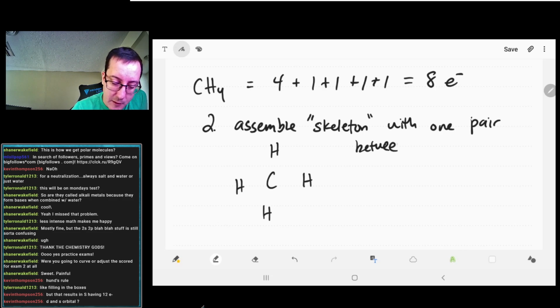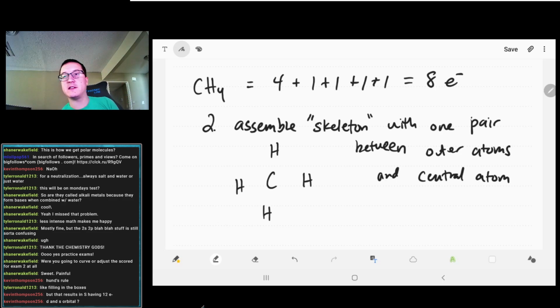So with this structure, since the whole point of this is to show how these atoms are bonded together, everything is always bonded to the central atom. So we're going to need to put at least one pair of electrons between the outer atoms and the central atom.